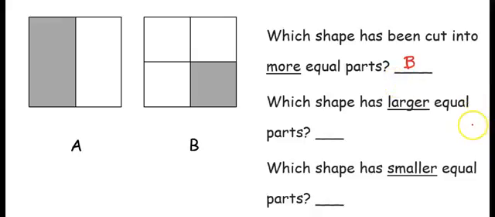Which shape has larger equal parts? Well, the halves in shape A are bigger than the fourths in shape B, so we'll say shape A. And which shape has smaller equal parts? That would be shape B, because the fourths are smaller than the halves.